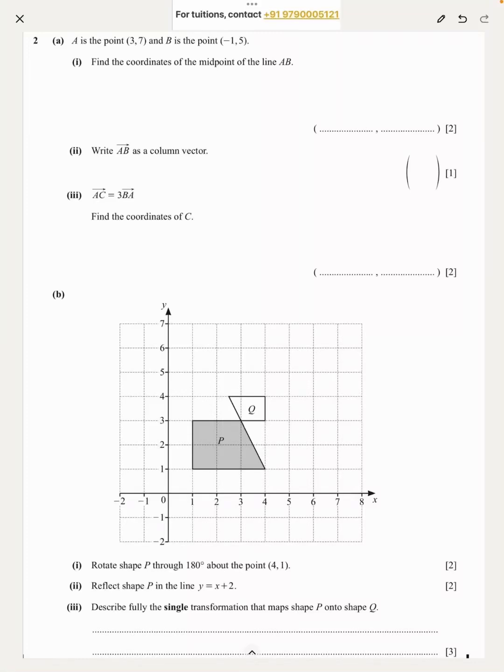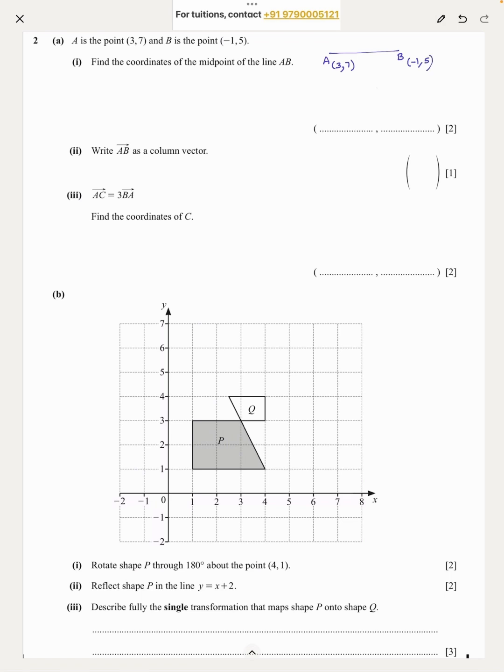Question number 2. A is the point (3, 7) and B is the point (-1, 5). So they have given the coordinates of A and B. Find the coordinates of the midpoint of the line AB. So assume there is a line AB. The endpoints are (3, 7) and (-1, 5).